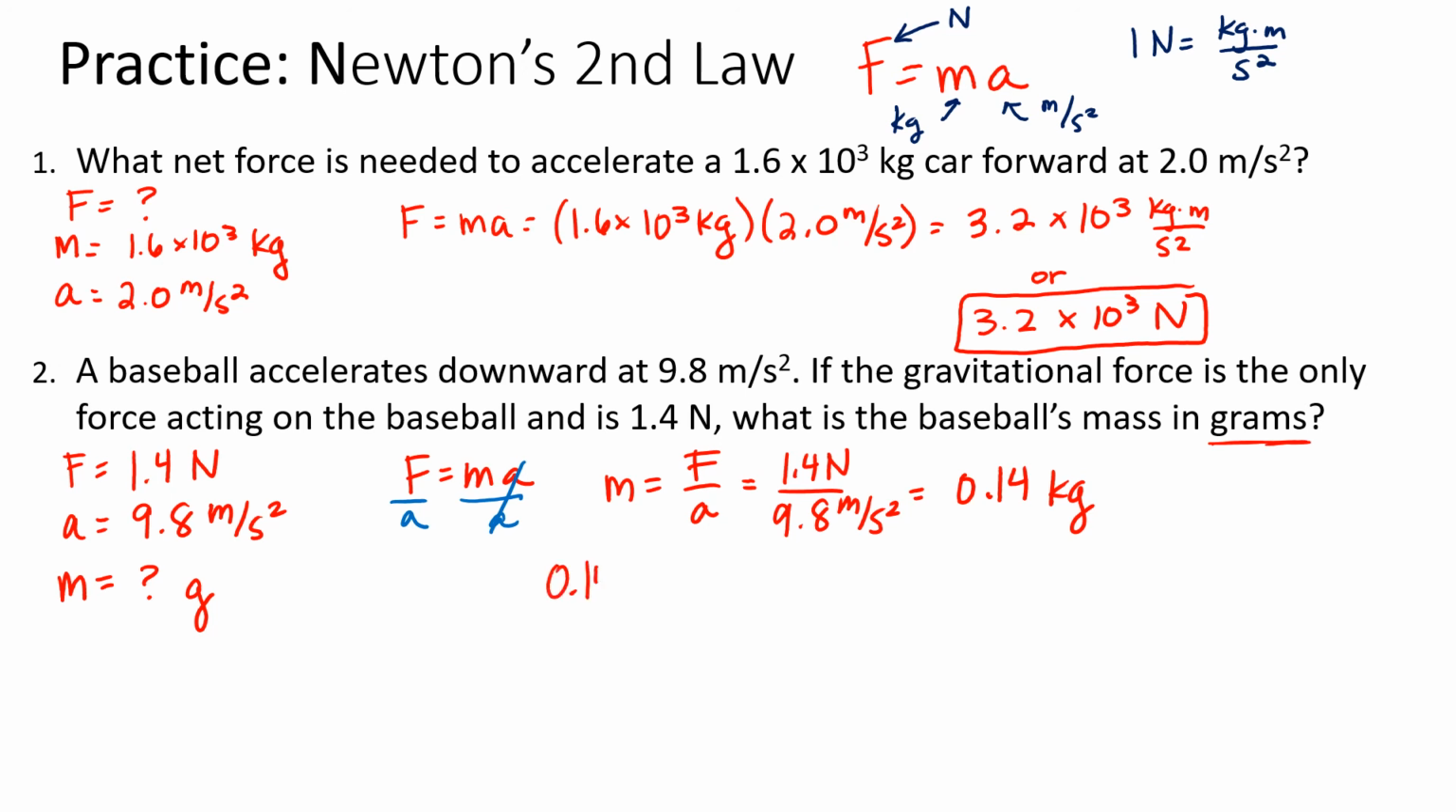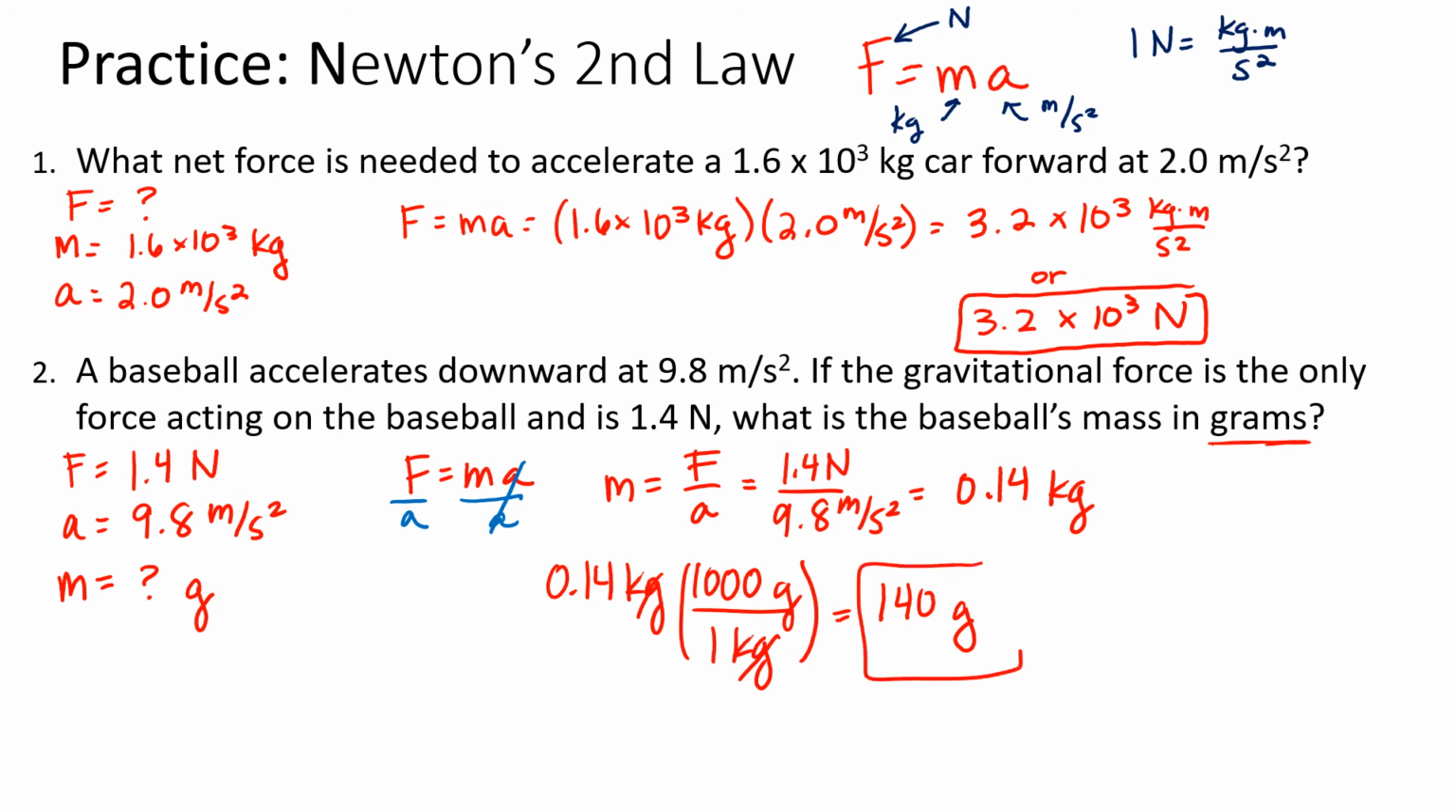So we have 0.14 kilograms. I know for every 1 kilogram, there are 1,000 grams. So kilograms cancel. So this should equal, I believe, 1,400. Or excuse me, 140. It should be 140 grams. Okay, so 140 grams would be our answer in this case for the baseball.